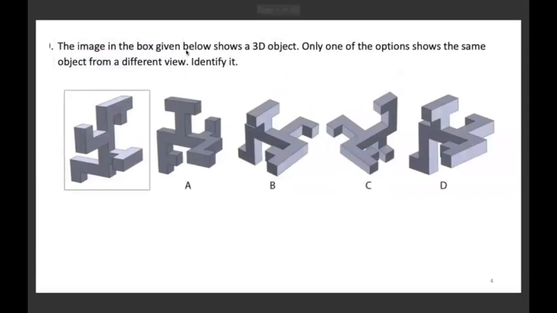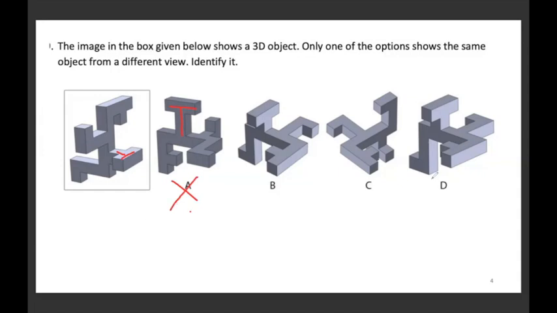The image in the box given below shows a 3D object. Only one of the options shows the same object from a different view. You have to identify that. We are given an object, only one of the options shows the same object with a different view and the others are not. So option A, this part is a little bit problematic, which is this one, because its proportion is wrong, so A is wrong.